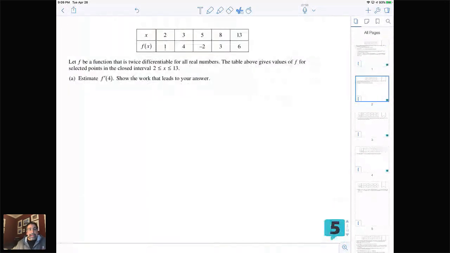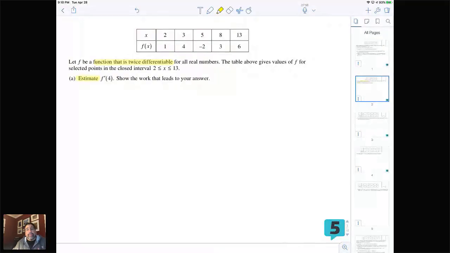The first thing they like to do in these tabular questions is it's very, very common to see the word estimate, because you're not given the entire function. You're only given the function at a couple of values. In this case, we only know 5 points where the function exists. We do not have information about the points in between other than what they tell us in the stem. You always want to read the stem because there are always clues in the stem. In this case, they're saying that the function is twice differentiable.